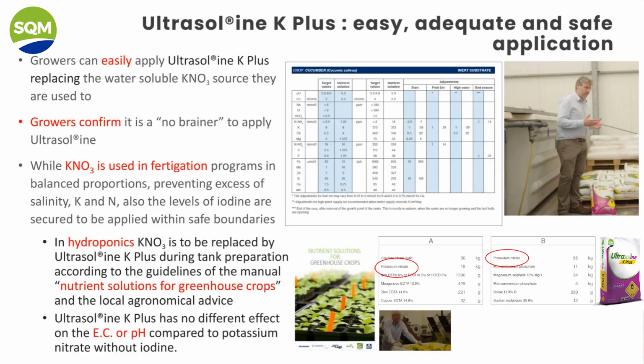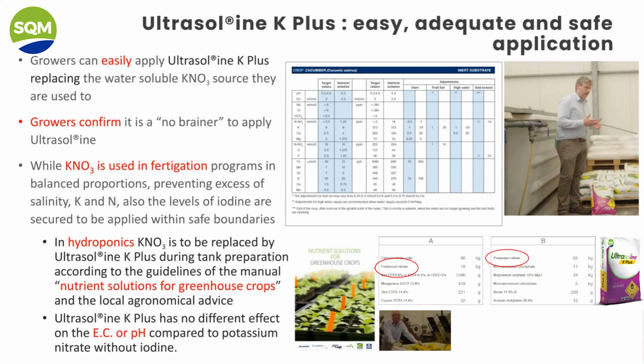It is easy, adequate, and safe to apply Ultrasaline K+. Growers can easily apply Ultrasaline K+, just replacing the water-soluble potassium nitrate source that they are used to using. Growers really confirm that for them it's a no-brainer. They feel safe, and they know that by following the programs they usually use that contain potassium nitrate, they can just replace the potassium nitrate by Ultrasaline K+, and it's very easy in the management.